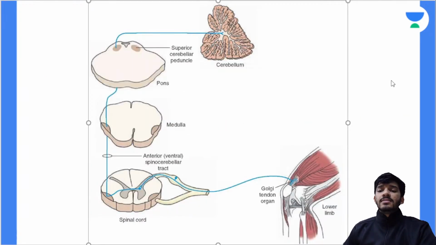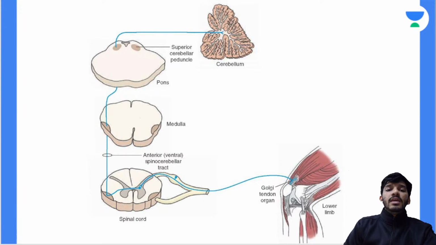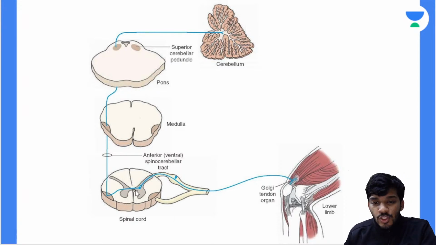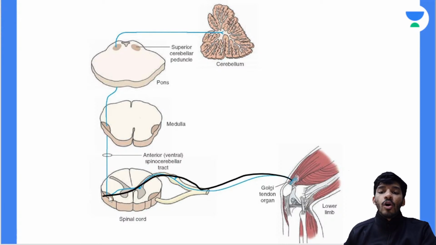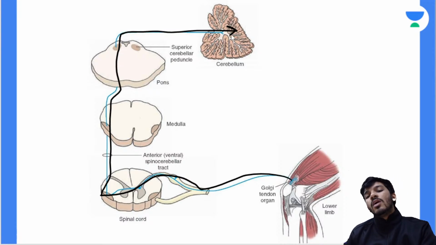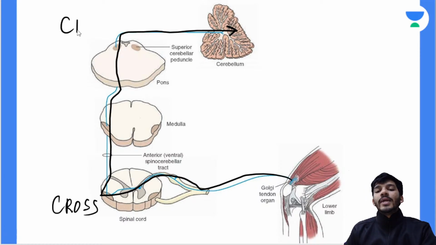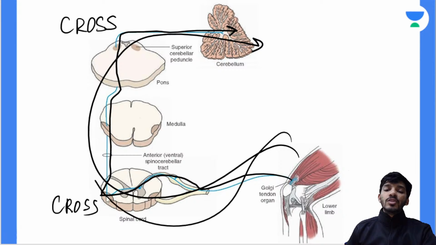Okay, so the beauty of the anterior spinocerebellar tract is that even though it crosses here, you can see it is crossing over in the anterior white commissure. So it started from the Golgi tendon organ, it crossed over here, it ascended upwards, but when it goes to the superior cerebellar peduncle, it again goes to the other side. So it has crossed once, it has crossed twice. So the traveler has wandered around and come back home, right? So it comes to the same side.